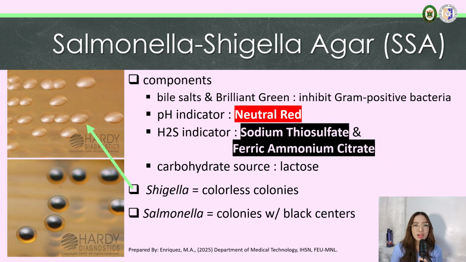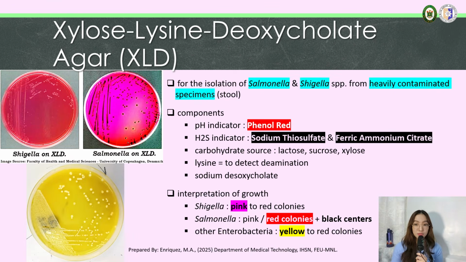All right. Next, for Salmonella, it also produces colorless colonies but with black centers because, again, it's a non-fermenter of lactose but it produces hydrogen sulfide. So again, these are referred to as the fish eye colonies of Salmonella. Last on our list is the xylose lysine deoxycholate agar. And the only thing we need to remember here is that this is used for the isolation of Salmonella and Shigella from heavily contaminated samples such as stool.